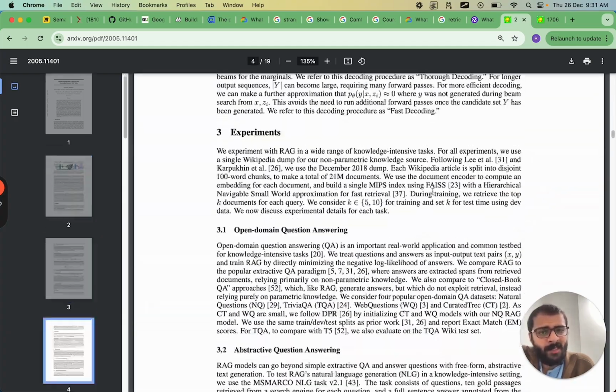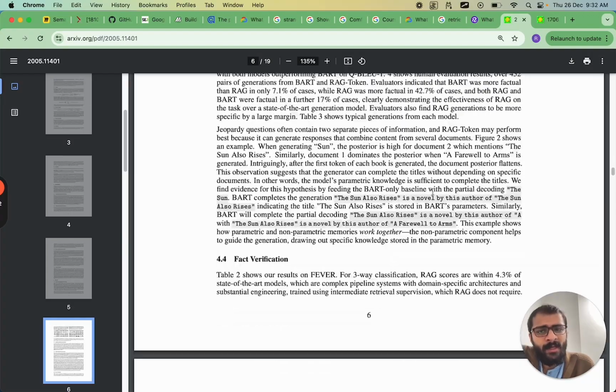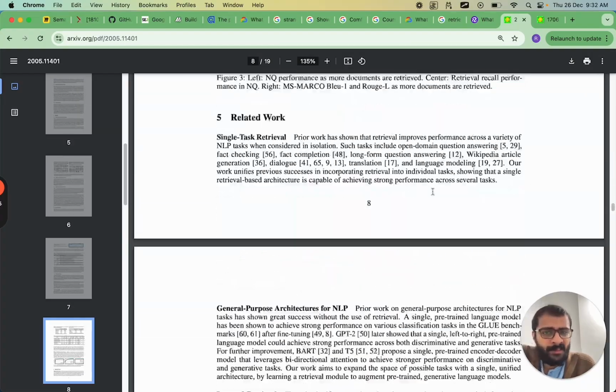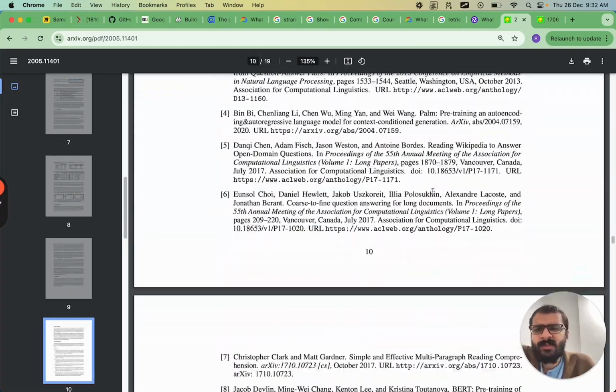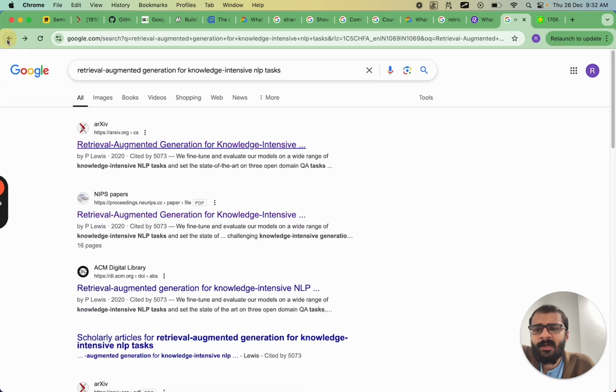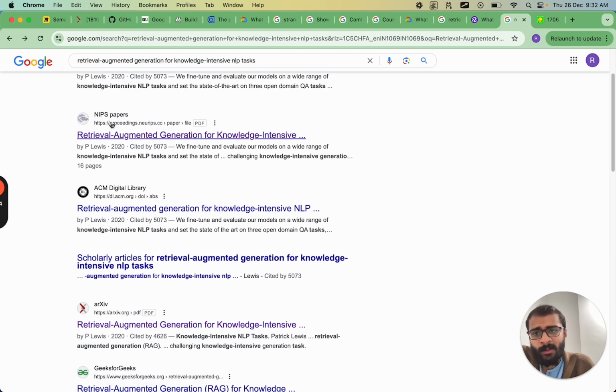They even had mathematical formulations related to RAG, and then they showed some results. So this paper, I believe, has close to 6,000 or 7,000 citations now. Let me just check. Yeah, it has around 5,000 citations now, and it was also accepted at NeurIPS.